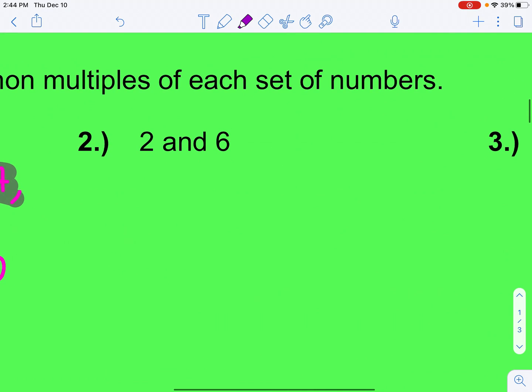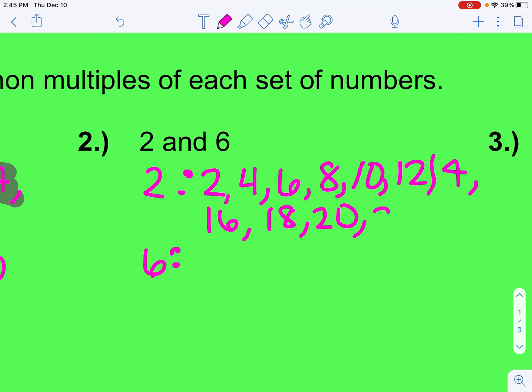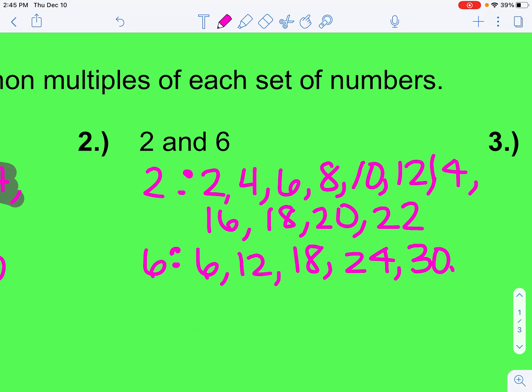Now let's go on to number 2. We have 2 and 6. Alright, so counting by 2s is pretty easy. 2, 4, 6, 8, 10, 12, 14, 16, 18, 20, 22, and we'll stop there. Now let's do 6s. 6, 12, 18, 24, 30, 36, 42, and we'll stop there.